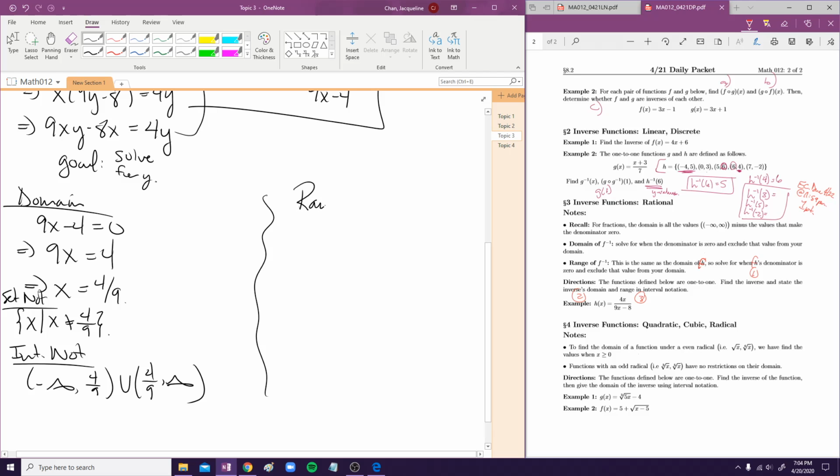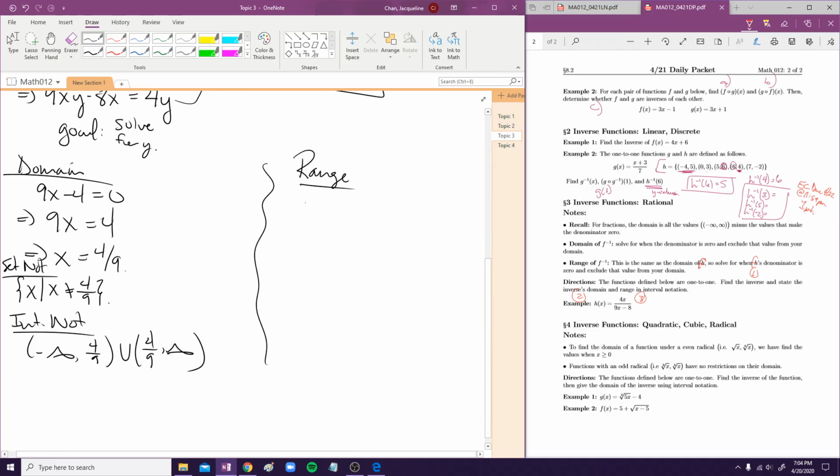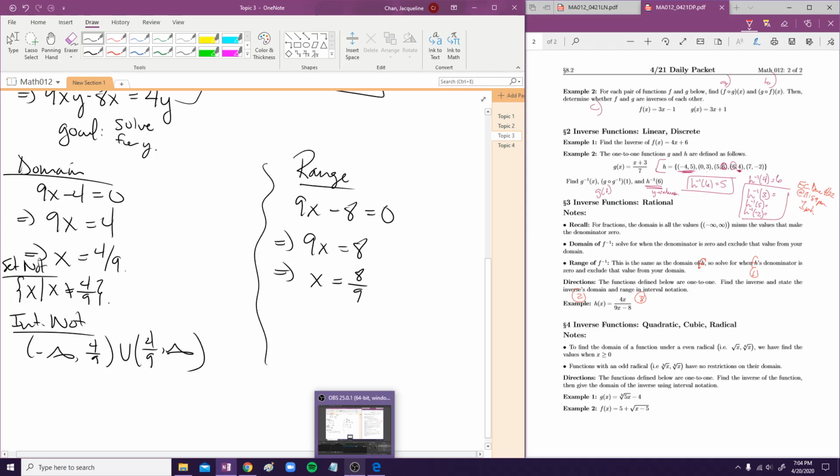Okay, so range, we have, what was it again? 9x minus 8. When I do that, I get 9x is equal to 8, and then x is equal to 8 over 9. Right? So again, set notation. Set notation is a set of all x's such that x does not equal 8 over 9. The reason why this is equals is we're finding when it becomes undefined, right?